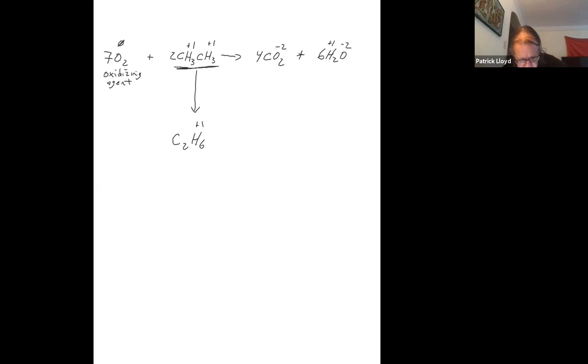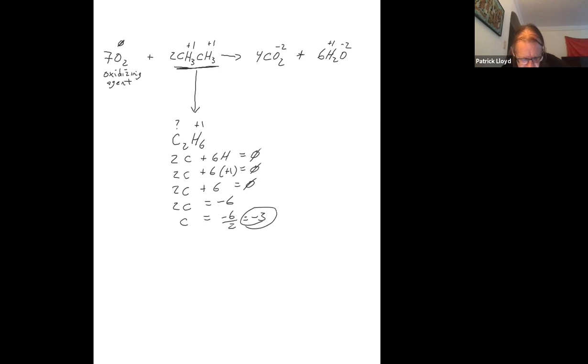So +1, and then we don't know what that one is, but we do know it's a compound. So 2 carbons plus 6 hydrogens has got to equal 0. We know the hydrogen is +1, so 2 carbons plus 6 times +1 equals 0. 2 carbons plus 6 equals 0. Subtract 6 from both sides, and then divide both sides by 2. Oops, I changed the sign there. Minus 6 over 2, and you get negative 3. So carbon is negative 3. Each of those carbons is negative 3.